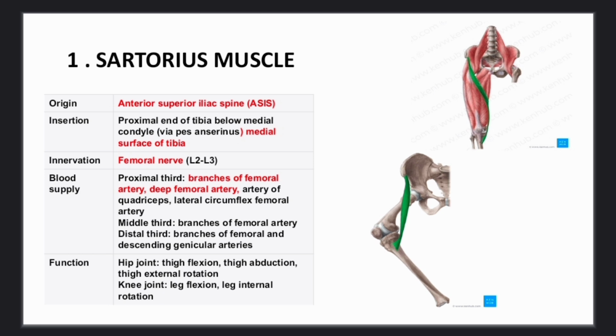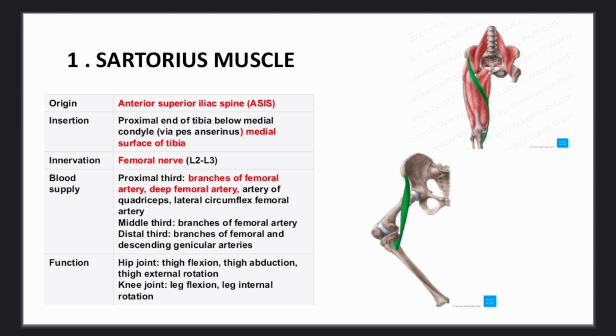The functions at the hip joint: it flexes the thigh, abducts the thigh and laterally or externally rotates the thigh. At the knee joint, it flexes the leg and medially or internally rotates the leg when the knee is flexed. And daily life examples: crossing one leg over the other while sitting, sitting in cross leg position, climbing stairs, and bringing the foot up to tie shoelaces.